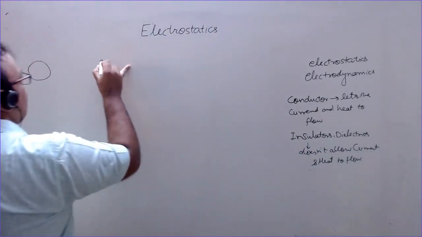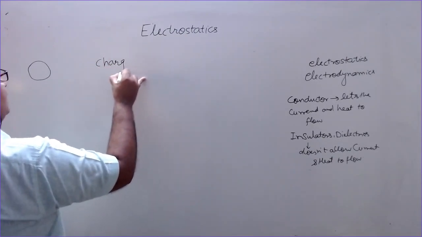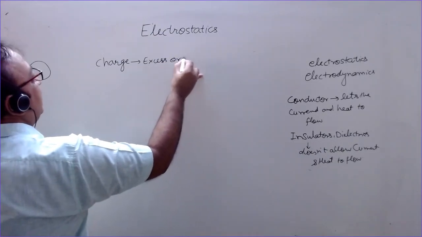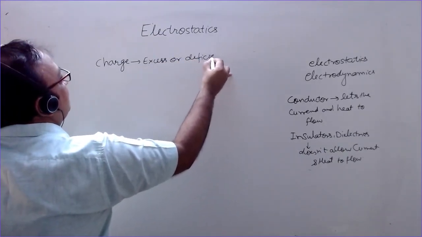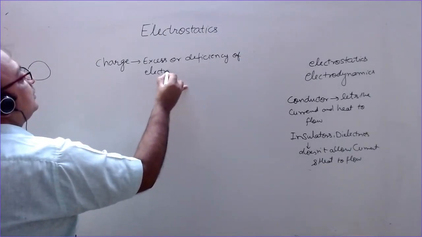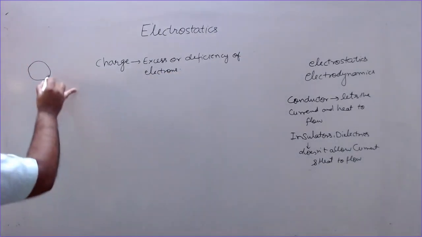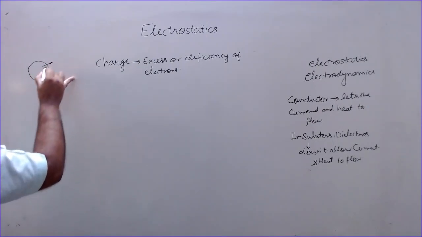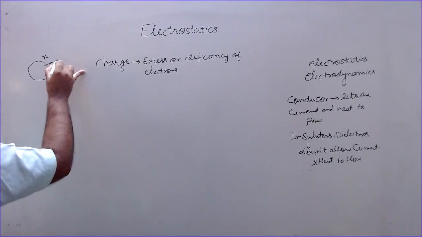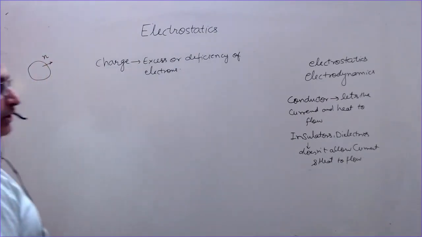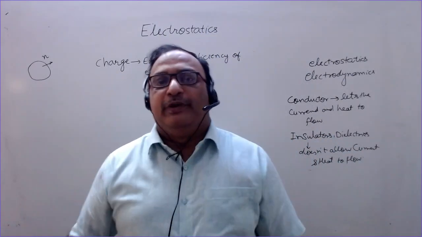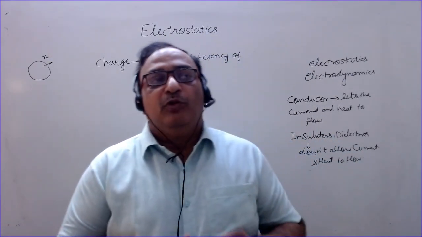So charge is defined as excess or deficiency of electrons. Now suppose n number of electrons move out of this surface, means when it is brought into contact with another surface, n number of electrons are transferred from it. It is not like the electrons are moving in the space.